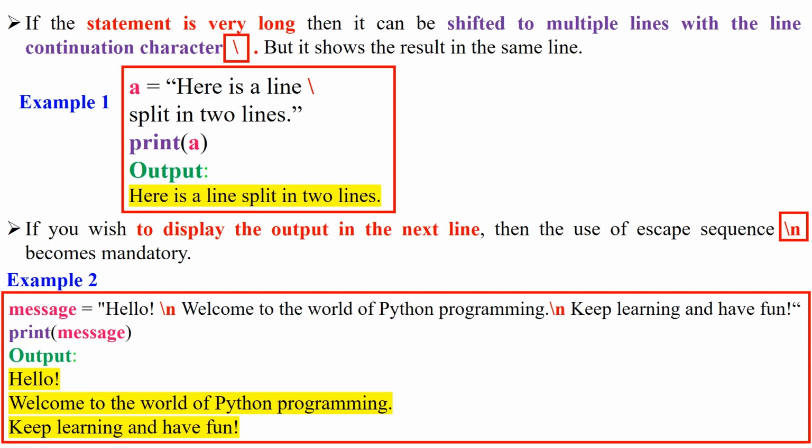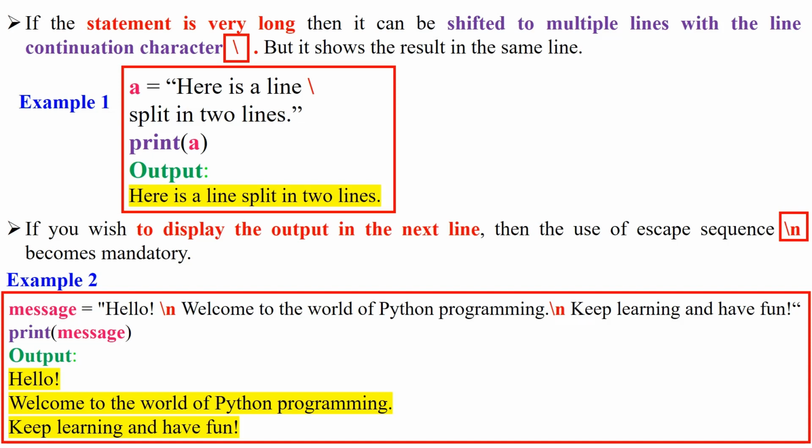Python treats the backslash as an escape character in string literals. In this case, it is escaping the line break character, \n, and the resulting string is displayed as if it were written on a single line. Now come down to the next. If you wish to display the output in the next line, then the use of escape sequence \n becomes mandatory.